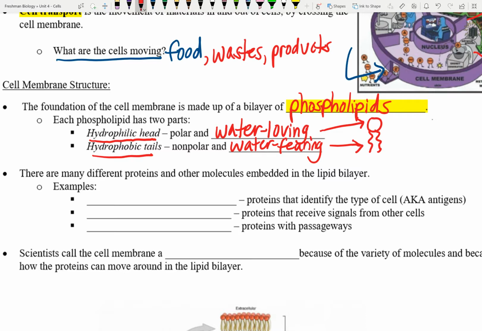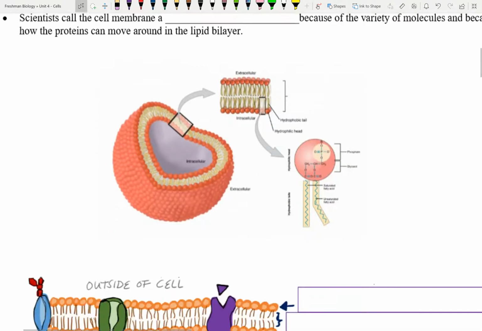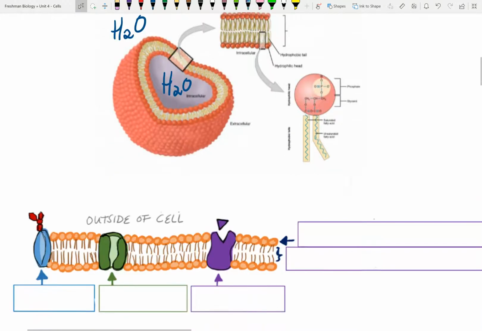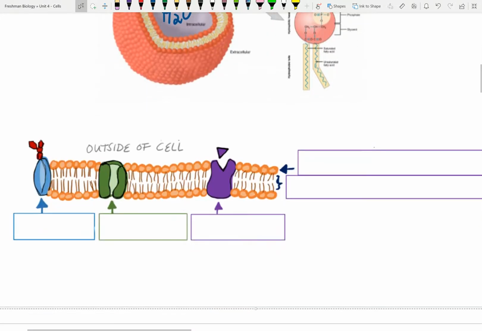All right. So looking down here, we can see the general picture of how the phospholipids organize themselves into the cell membrane. And inside of the cell, there would be water, and outside of the cell, there's water, and the tails are organized in the middle to avoid that water. But it's not just phospholipids that make up the cell membrane. There are other things mixed in there as well.